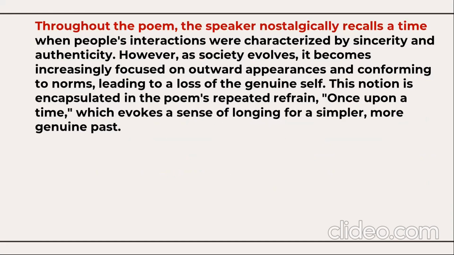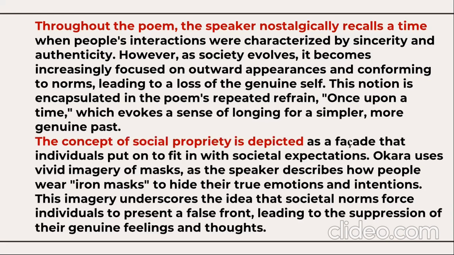The notion is depicted in the poem's repeated refrain, like "once upon a time," which evokes a sense of longing for a simpler and more genuine past. The concept of social propriety is depicted as a facade that individuals put on to fit in with societal expectations. The poet uses vivid imagery of masks as the speaker describes how people wear iron masks to hide their true emotions and intentions. This imagery underscores the idea that societal norms force individuals to present a false front, leading to the suppression of genuine feelings and thoughts.